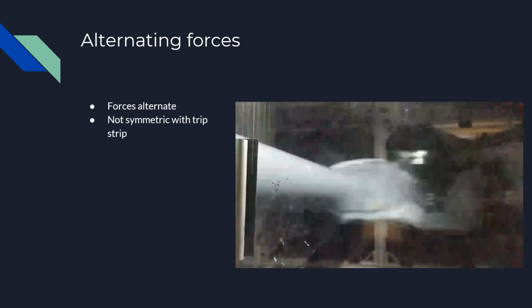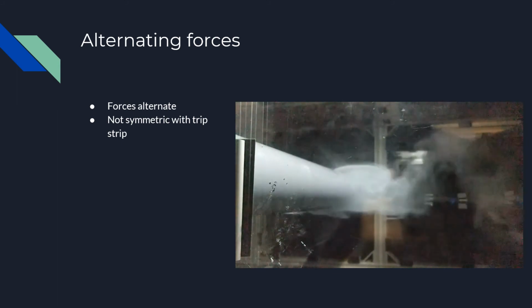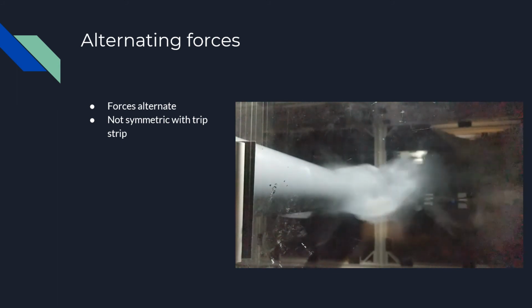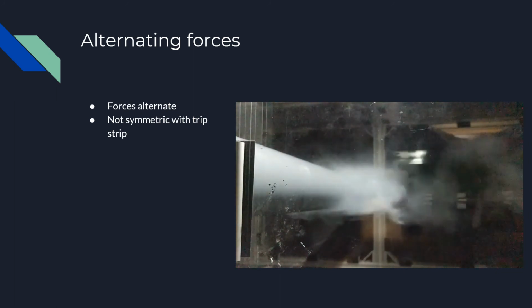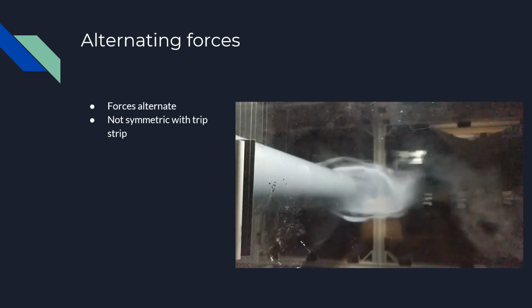The center of the low pressure shifted up and down depending on whether the top or the bottom was currently shedding a vortex. With the trip strip affecting the point of flow separation on the top and not the bottom, there was a trend for the oscillations downward to be greater than the oscillations upward. This caused a bias towards downforce with the trip strip.